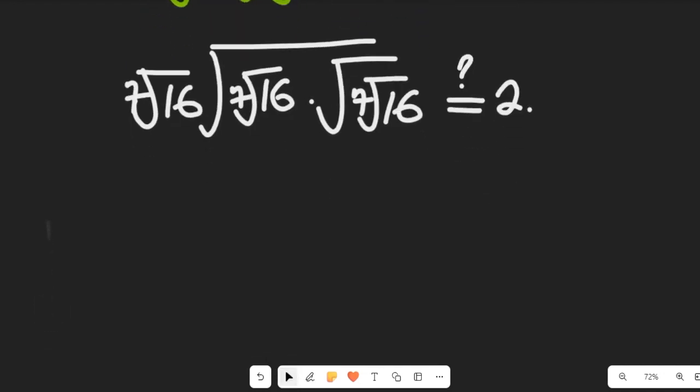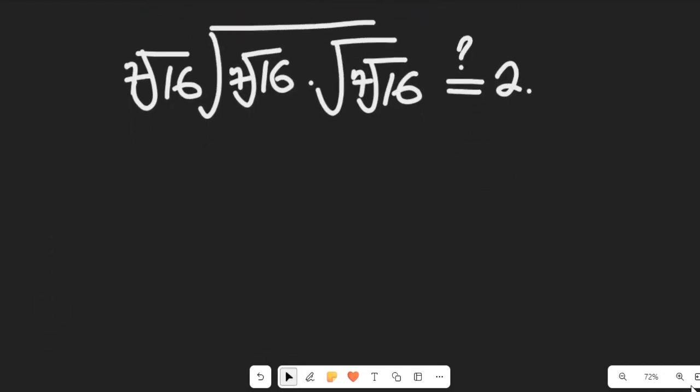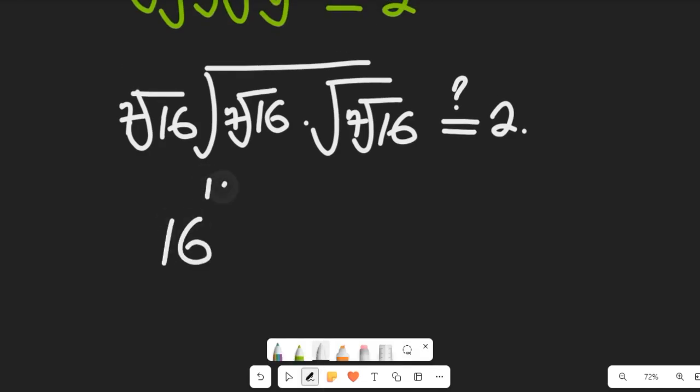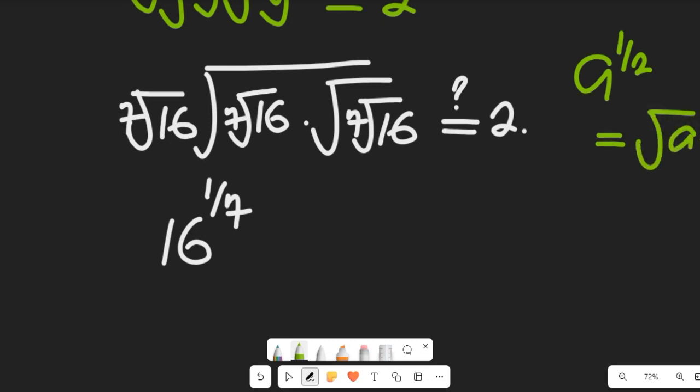Now from this expression, you see that this will strictly give us 16 to the power of 1 divided by 7. Recall the law of indices that if you have a to the power of 1 divided by 2, this can be equal to the square root of a.